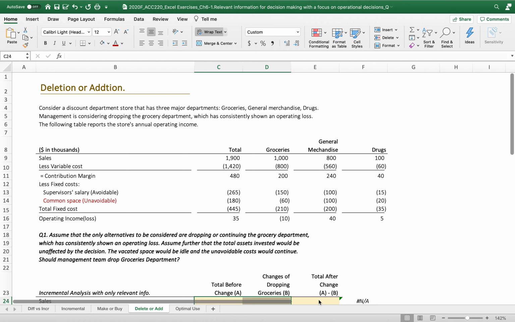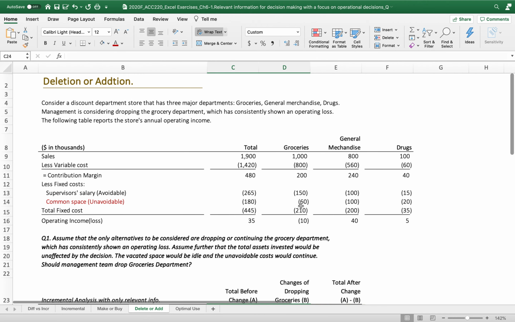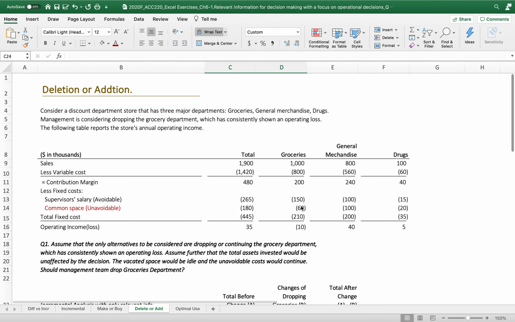Hello students. Let's practice the relevant information for decision making, with a focus on operational decisions in deletion or addition. Let me read the question first. Consider a discounted department store that has three major departments: groceries, general merchandise, and drugs, and management is considering dropping the grocery department, which has consistently shown an operating loss.